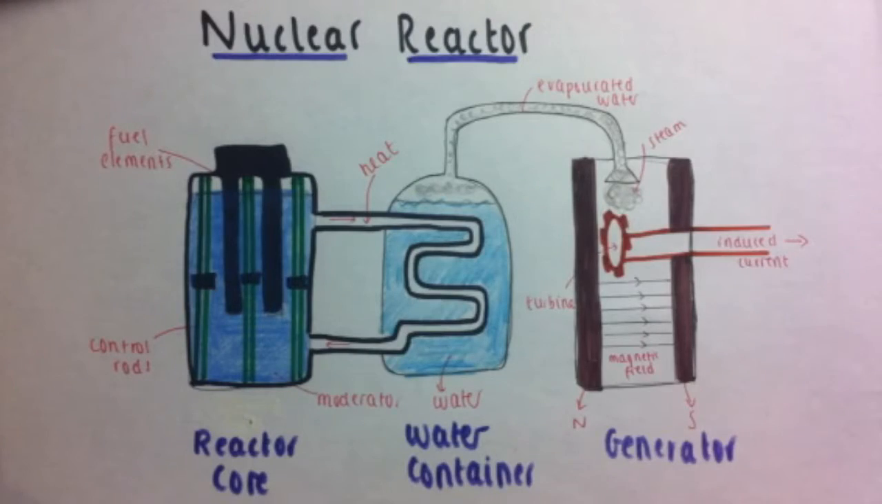In the generator, there is a magnetic field present, as you can see, which flows from north to south, and the turbine is moving inside the magnetic field. As the turbine rotates through the flux lines, it has to cut them, and whenever a conductor cuts flux, it induces an EMF across the conductor, hence generating a current in the circuit the turbine is connected to. We know this process is called electromagnetic induction.